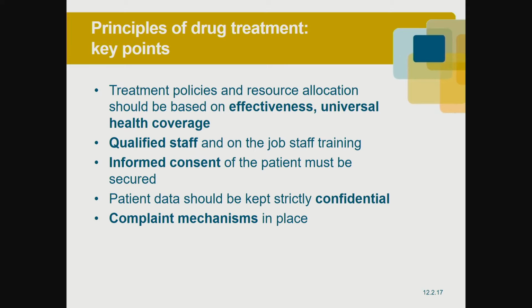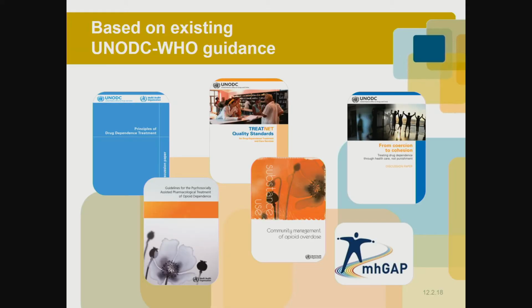Other important principles that are embedded in the standard are that treatment policies and the resource allocation should be based on effectiveness, cost effectiveness, and of course universal health coverage, the need for qualified staff, the need for informed consent from the patient, the need to keep patients' data confidential, and the need for compliance mechanisms to be in place at the level of treatment services.